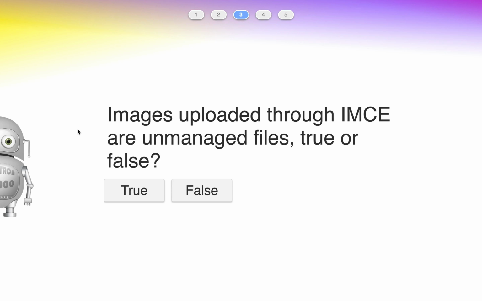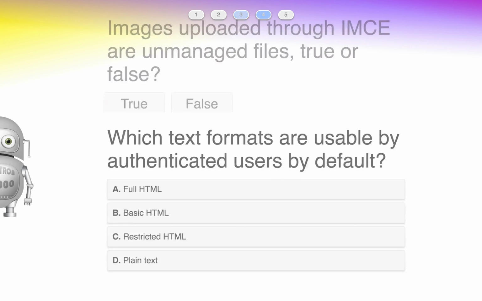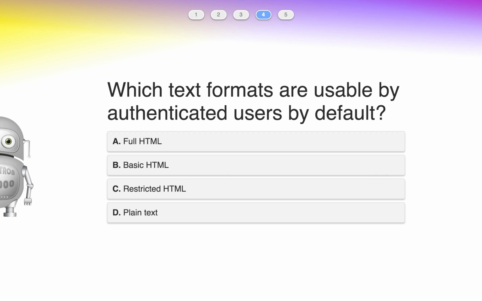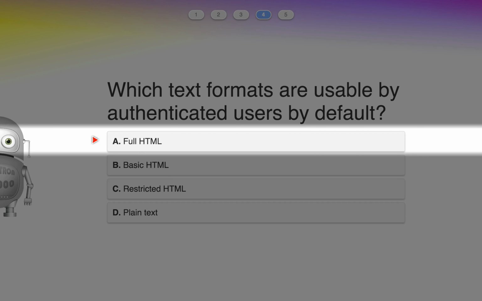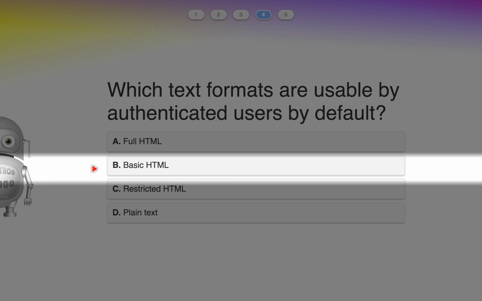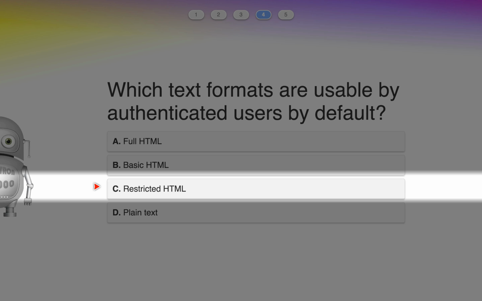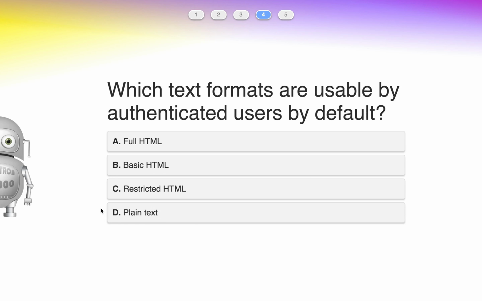Question 3. Images uploaded through IMCE are unmanaged files. True or false? Question 4. Which text formats are usable by authenticated users by default? A. Full HTML. B. Basic HTML. C. Restricted HTML. And D. Plain text. And question 5.